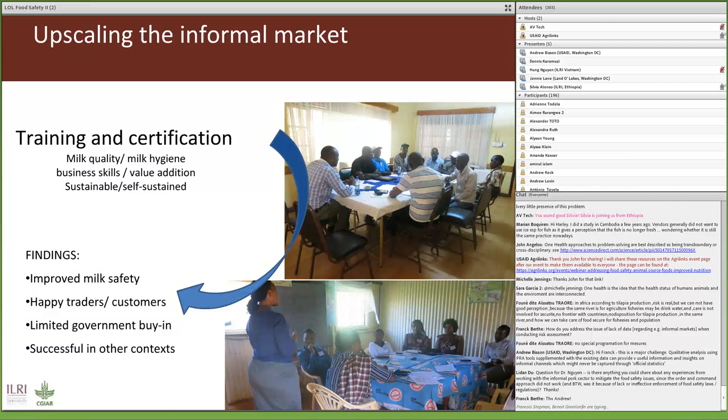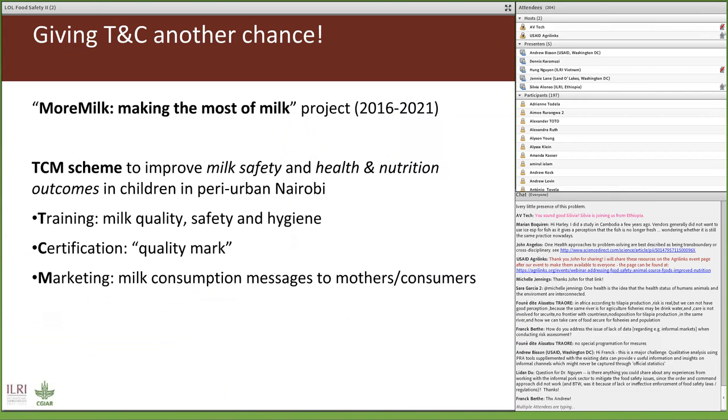The traders were very happy because they were seeing their milk was of better quality, they were having less waste, and the consumers were happier with the milk they were selling. Unfortunately, the government buy-in in the long term was not as strong as expected at the beginning, so the approach didn't reach the scale that it could have. The same scheme has been implemented in other countries and has been successful. So one way or another, the scheme in Kenya hasn't been as strong as it could have been.